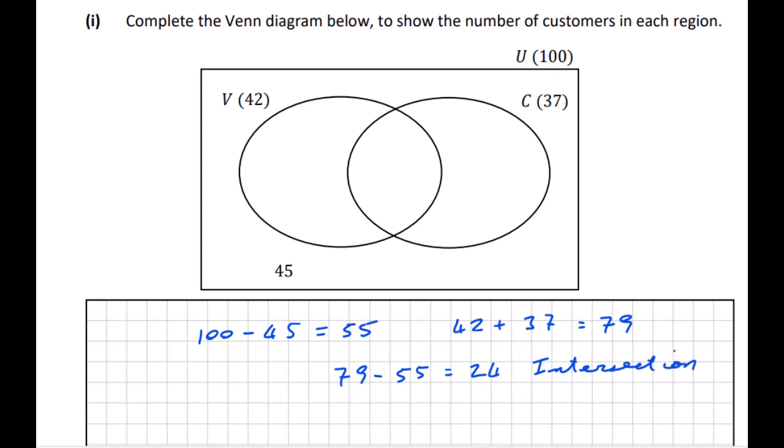So 24 should go in here. Now we know that this circle here just contains 42, so we take 42 minus 24, which is 18. So 18 should go there. We know that there are 37 in this circle here, so we take 37 minus 24, that'll leave us with 13 here. So that's it for that part.